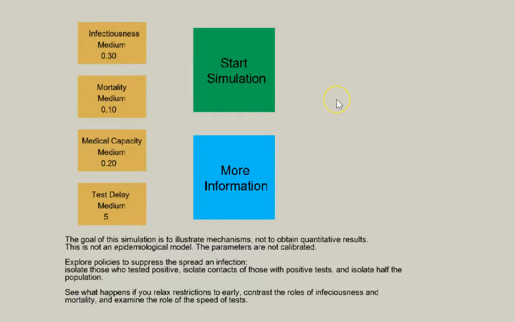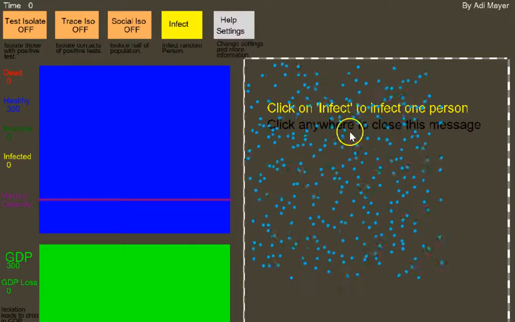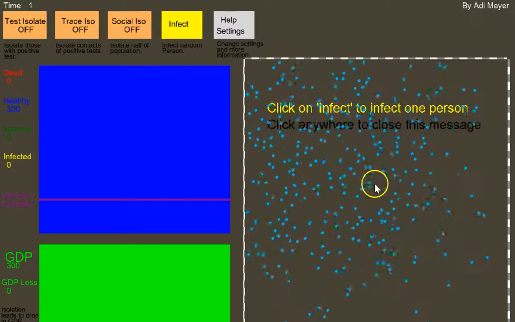I've written a little simulation that allows you to look at how an infection spreads through a society. You can change some parameters, like how infectious this infection is, and the mortality rate, and if there's a delay between being infected and testing positive for this thing. Now, here we see the actual simulation.